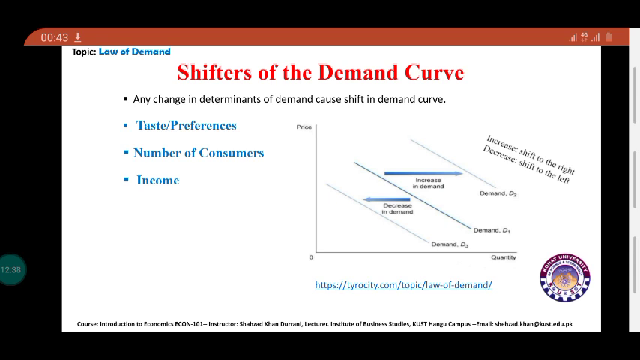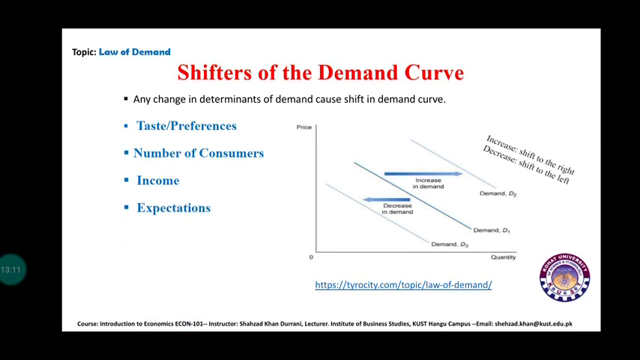The other is called inferior goods, right? There is an inverse relationship between inferior goods and income. So if there is an increase in income, people normally switch towards a better brand. If there is a decrease in income, people want to buy cheaper products, according to their income. So income also causes the demand curve to shift to the right or to the left.